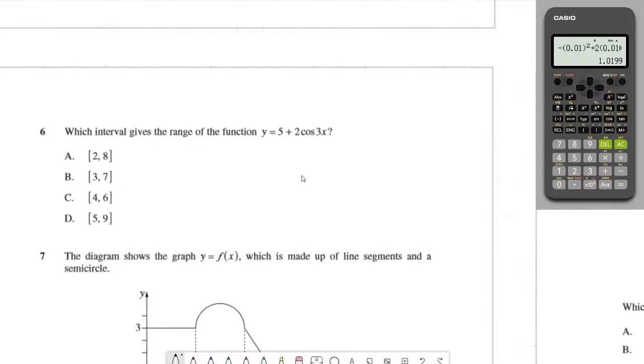Okay, which interval gives the range of the function y = 5 + 2cos(3x)? Well, let's start off by looking at the function of cos of 2x, something like that. Probably not as poorly drawn, but something like this, okay? And the cool thing about cos is it goes from +1 to -1, okay? Jeez, must just be the first stream nerves.